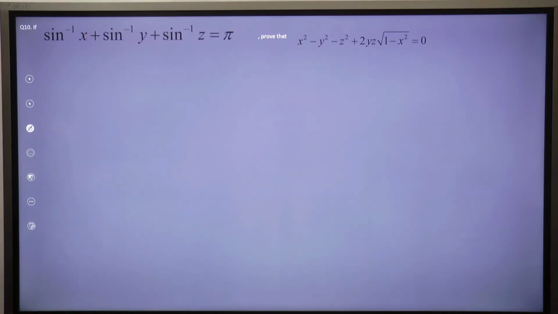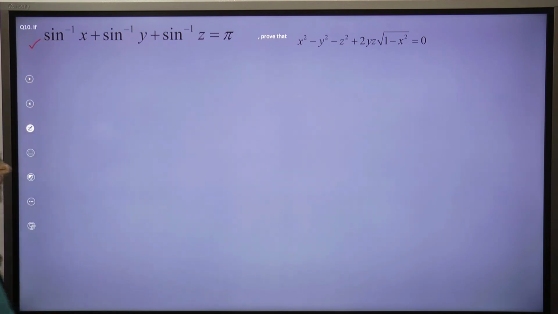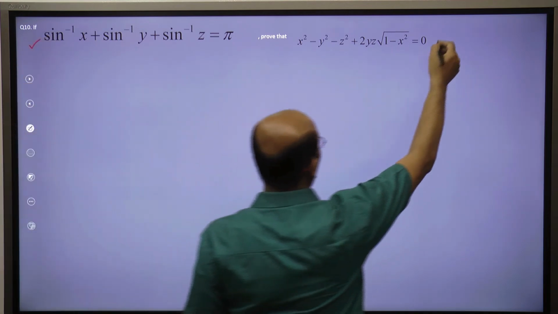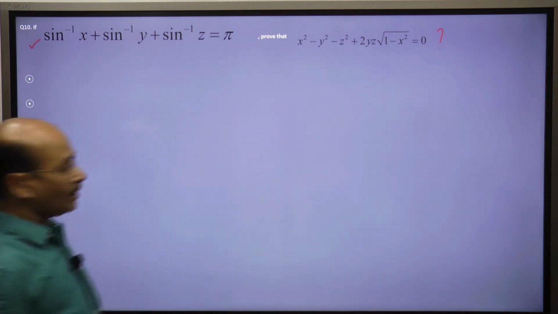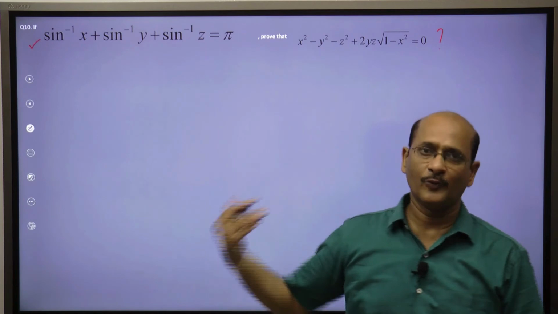Okay, now this question is something very close to my heart. What is given to you here? Okay, this is given, and they are asking you to prove something else. Now I think here this sum is completely different than the solving part and the proving part.